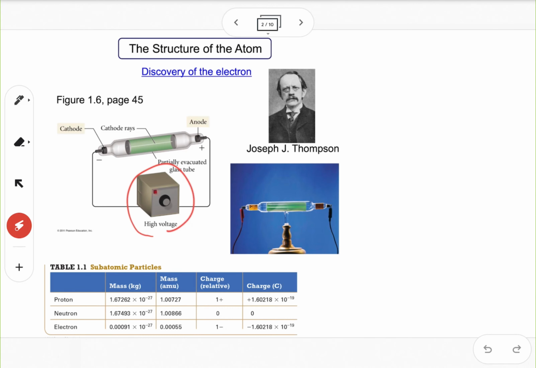Once you apply the high voltage, he observed some particles fly from the cathode to the anode, and he called it a cathode ray. Later on, of course, this cathode ray turned out to be a beam of electrons. This is how the real equipment looks. He discovered the electron, and with more research, he identified its mass and charge. The mass of the electron is very, very small, right here at the bottom of this table from your textbook, and the charge is also very small, and negatively charged.